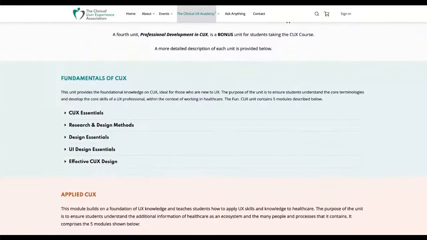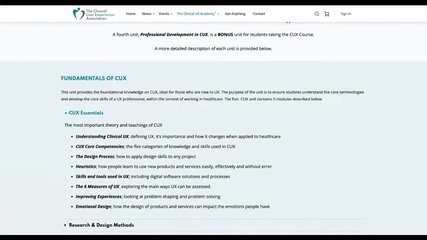This first unit on fundamentals of clinical UX is really something that people who are new to UX are going to need to be learning. So let me bring this up on my screen now. This fundamentals of clinical UX part is really important, like I said, for people who are new to UX and have never dealt with UX before. They need to have an understanding of what the design process is, what UX actually is, how you define it, and what the core things are that need to be known to do UX work. What are the tools and techniques that are applicable to UX? And in particular, that starts with that first module, the clinical UX essentials.